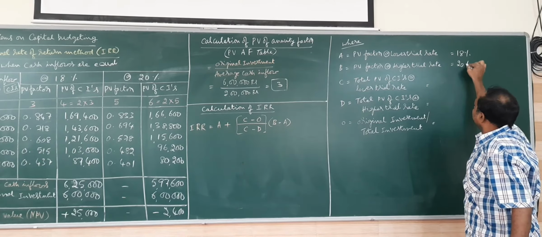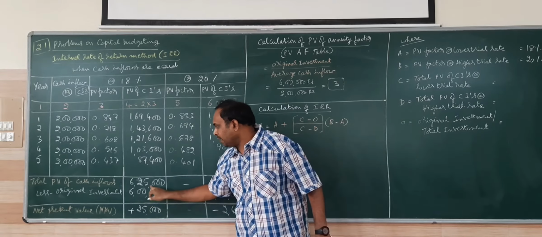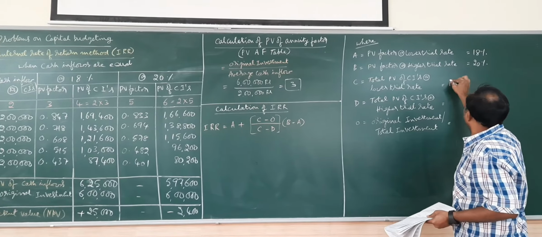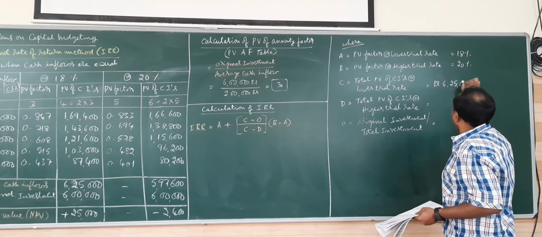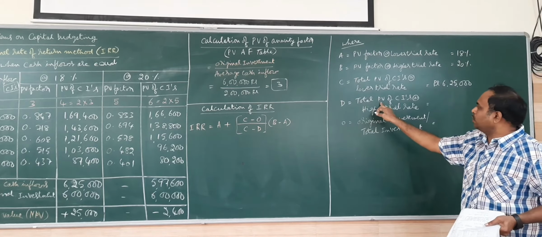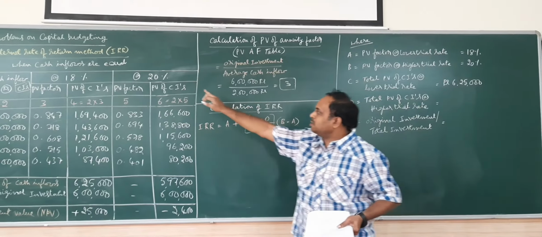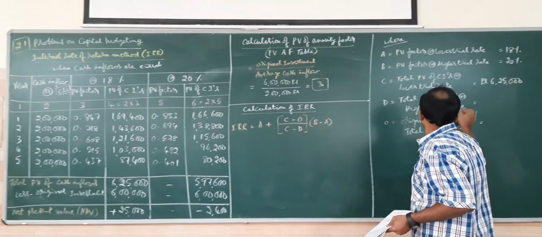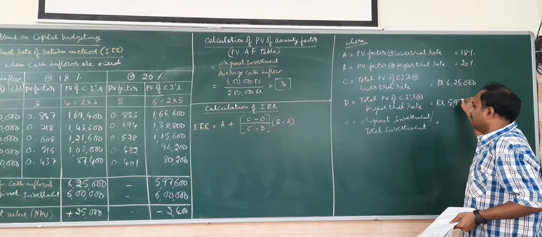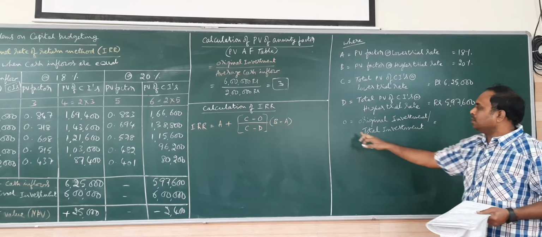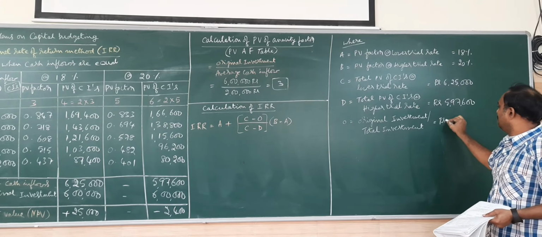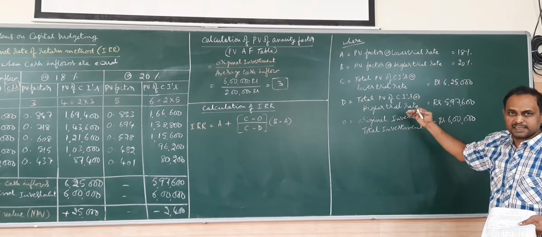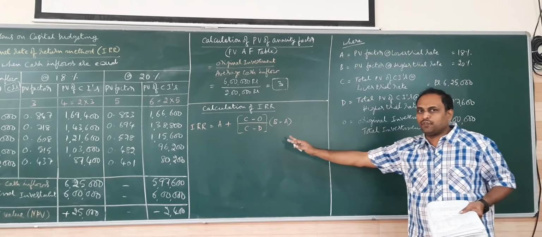Total PV of cash inflow, not NPV. Don't mistake. We have to find the total PV of cash inflows. That is rupees 6,25,000. D is the total PV of CIs at the higher trial rate. The higher trial rate is 20%. So the total PV of cash inflow is 5,97,600. Then O is the virtual investment, that is 6 lakhs. So we have to identify what A, B, C, D and O are, then substitute in the formula.